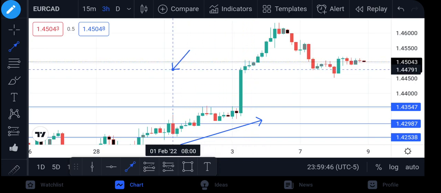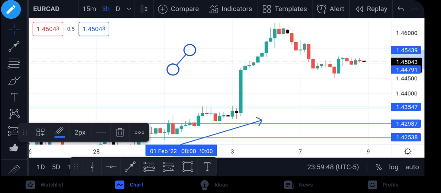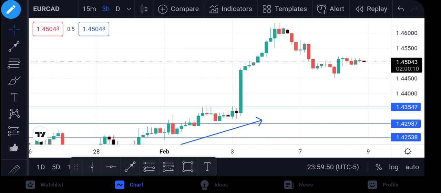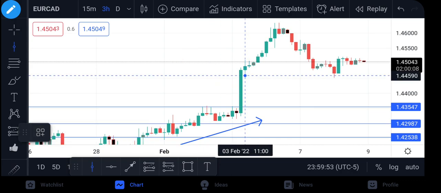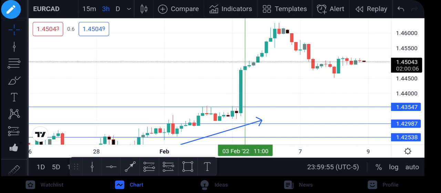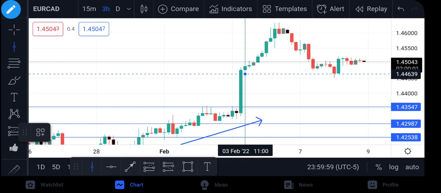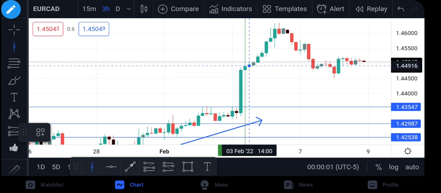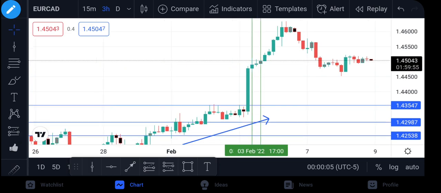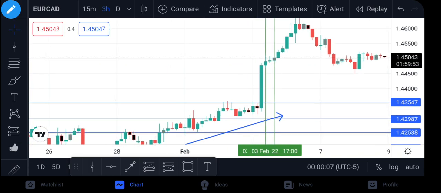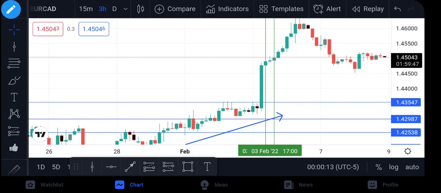So I will isolate that area for a buy. From that area to the next 2 candles, that candle and then this candle. So up to the end of that candle, all that time I'm looking to take buys. So what do I do? I now scale down to the 15 minutes.